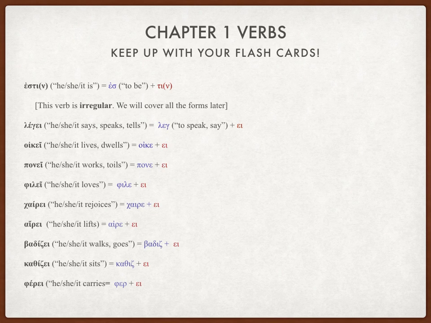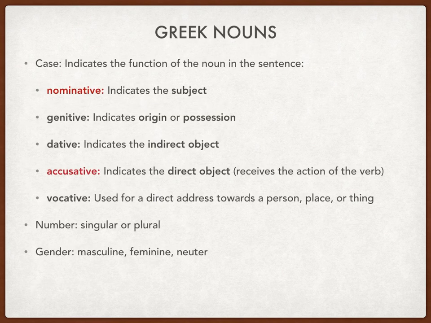Typically covers walking. Next, very important word, kathidze. There's another zeta, and don't forget that theta there, that lowercase th sound. Kathidze. He, she, or it sits. And then finally, fere. Fere. He, she, or it carries. It almost sounds like the word ferry, like a boat that brings something across a river, for example. Fere. He, she, or it carries. So those are the verbs that you're going to need to know from this chapter.